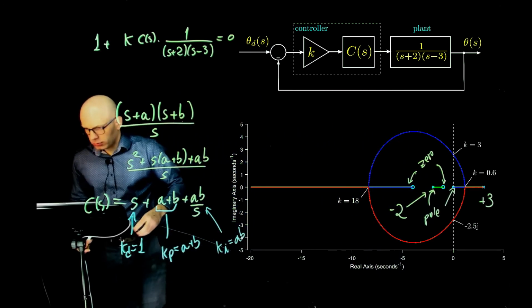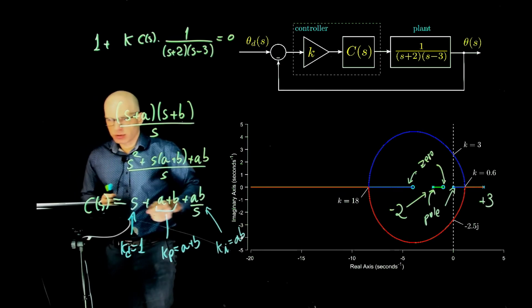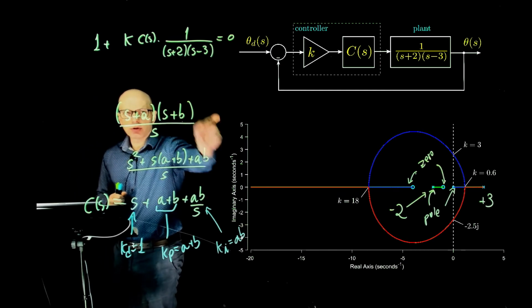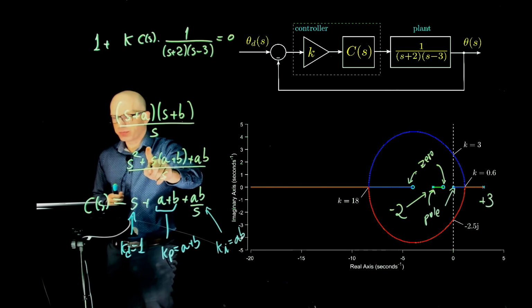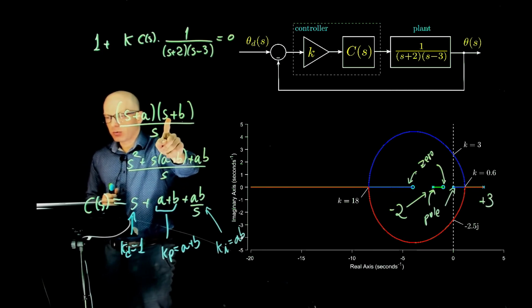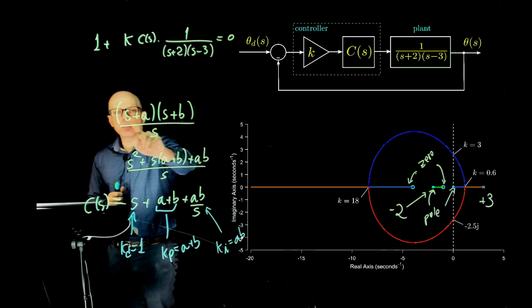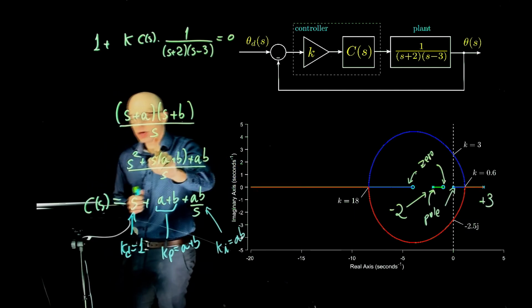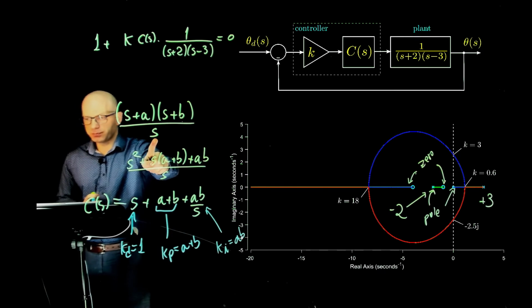Could you please show again where the zeros come from? The zeros are coming from here, what we added, the C of S, right? A and B. We noticed that there are two zeros, so I'm just creating an expression that has two zeros. We notice that there is a pole. I added the pole to my expression here.